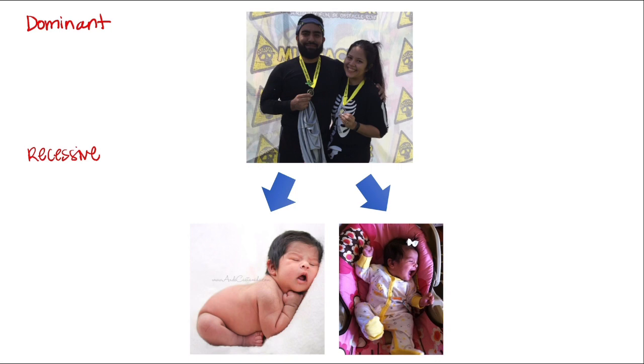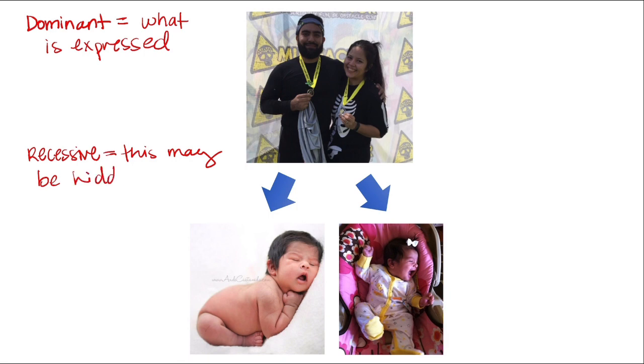So if you have a dominant version of a gene, the dominant allele is what is expressed. If you have a dominant version of a particular gene, that dominant allele is going to get expressed. And if you have a recessive allele, this may be hidden or masked in the presence of a dominant allele.